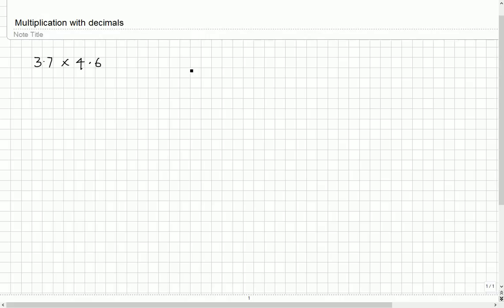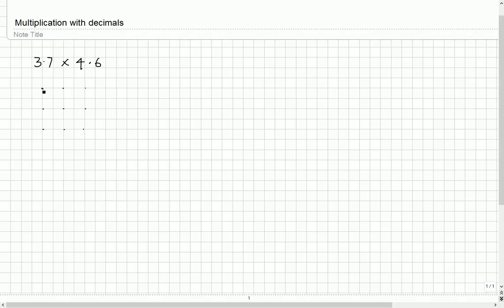In this video we're going to look at how we can multiply decimal numbers. And we're going to start with the problem 3.7 times 4.6. Now the tip here is to forget the decimal points exist for the time being and just work out 37 times 46. So we've got a 2-digit number times a 2-digit number. We're going to just quickly draw out a grid, a 2 by 2 grid.